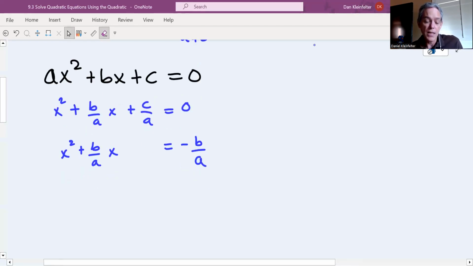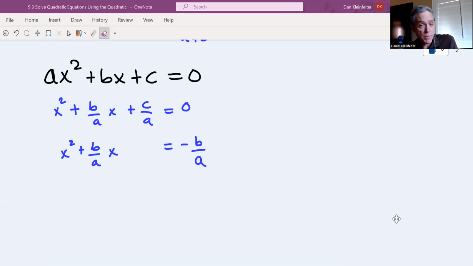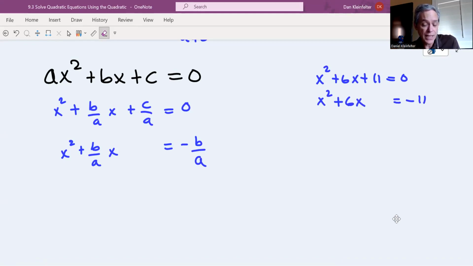Okay, so now we take a look at the number next to the x. This is the part where we take half and square it. Let me try one with numbers in it just to remind you how this goes. Say x squared plus 6x plus 11 equals 0. Here, I just made this up. At this point, we took the 11 to the other side. We took a look at the 6. Half of 6 is 3. 3 squared is 9, so that's why we would add 9 to both sides.